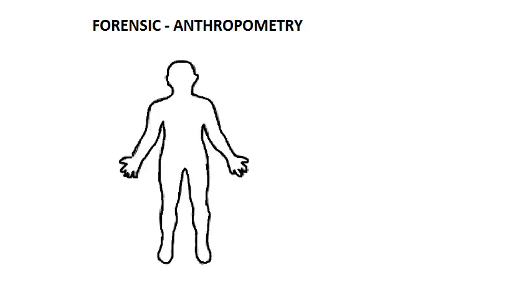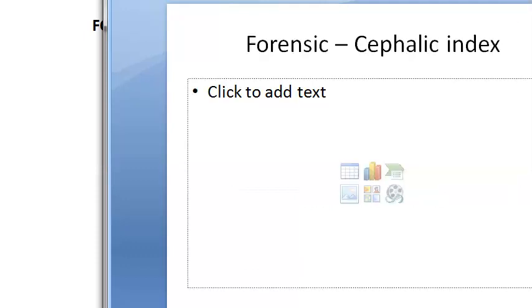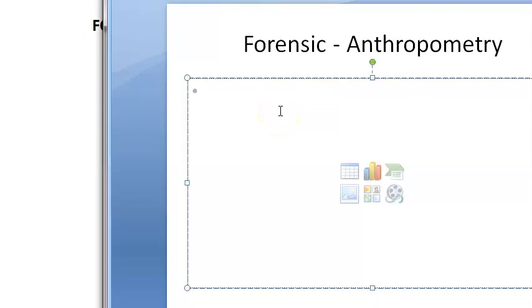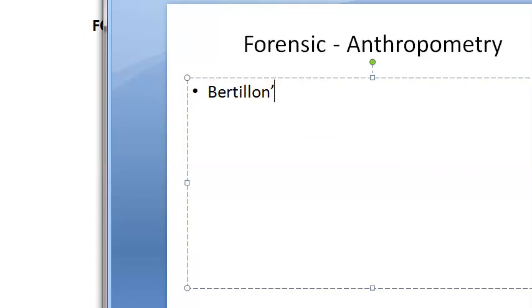So let us look at this forensic topic, anthropometry. Anthropometry is also called Bertillon's system of identification, guys. Let's just make notes also. It is also called Bertillon's system of identification.